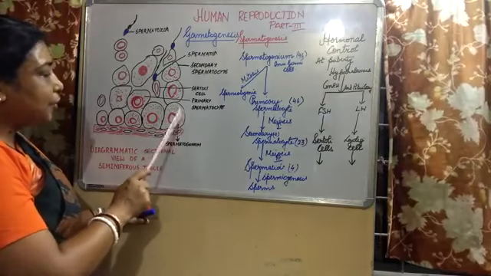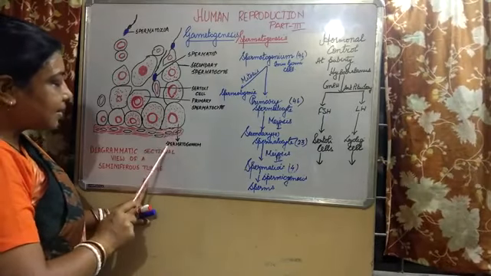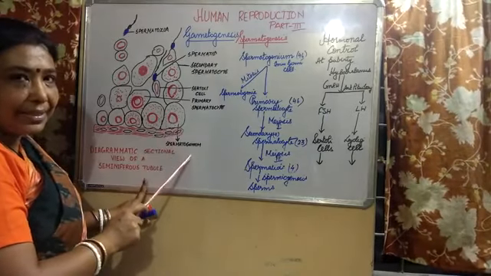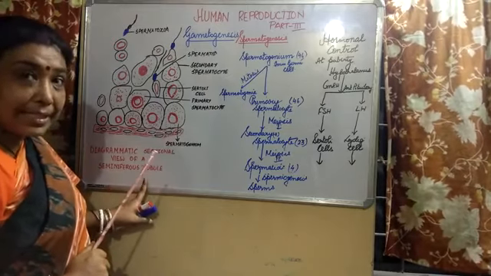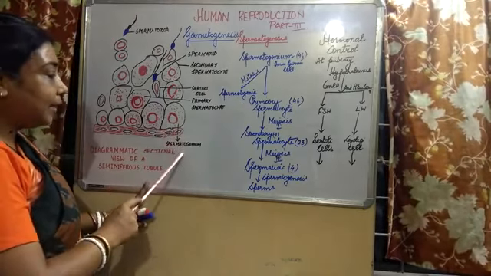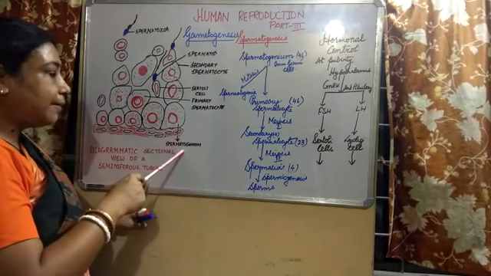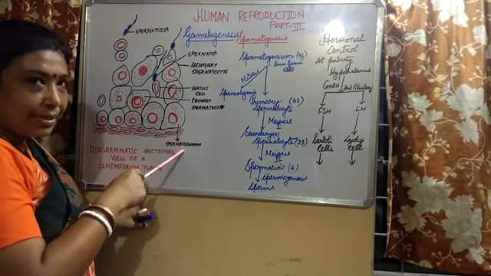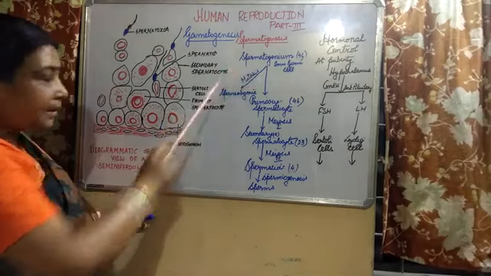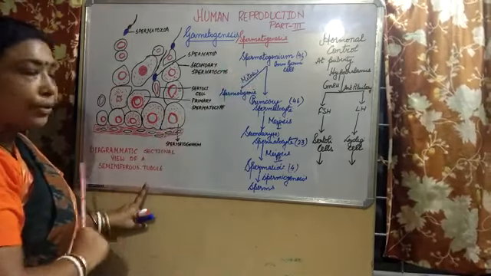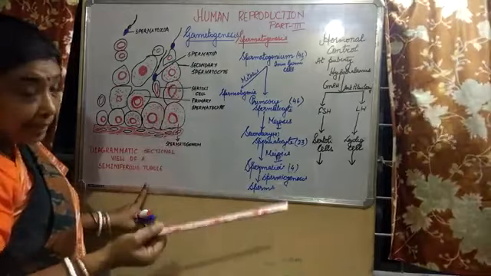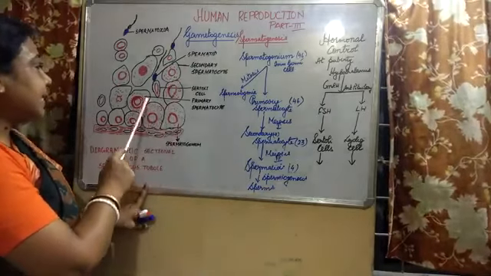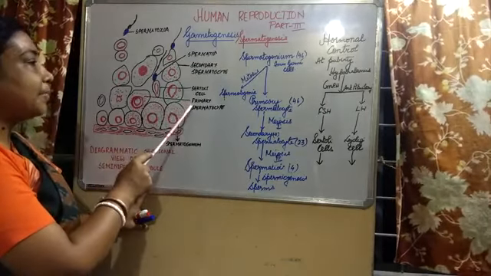This is an immature male germ cell, which is given the name spermatogonium. What is the name? Spermatogonium. This spermatogonium will undergo what? Mitosis. You studied that. Then it will get converted into spermatogonia, and it will get differentiated into primary spermatocyte. See, there is formation of primary spermatocyte.